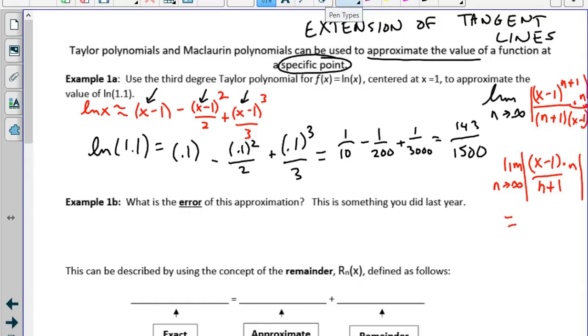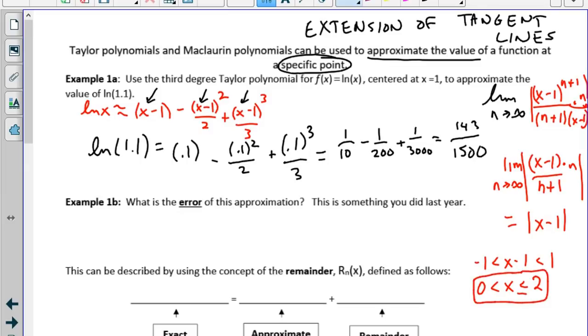And as that goes to infinity, I end up with x minus 1. So that must be less than 1, since that's the rule on the ratio test. So x minus 1 is between 1 and -1, which means x is between 0 and 2. If I substitute in 2 to my general term and look at its convergence, it does work. If I substitute in 0, that doesn't work because I can't sub in 0 to the denominator of anything. So natural log converges from 0 to 2 if I center the polynomial at 1.